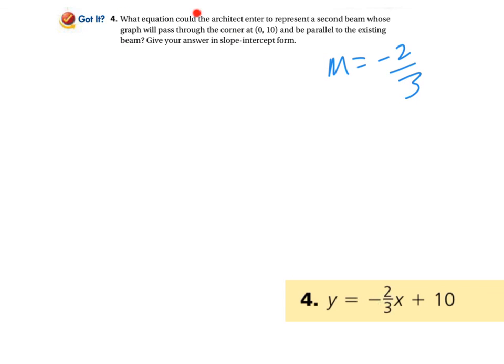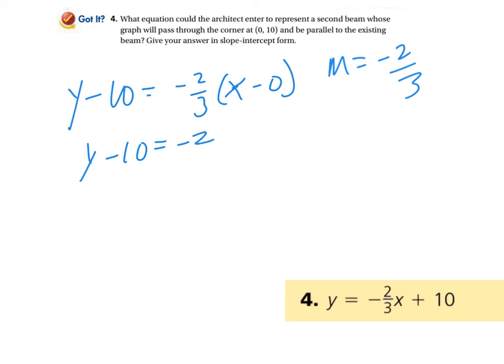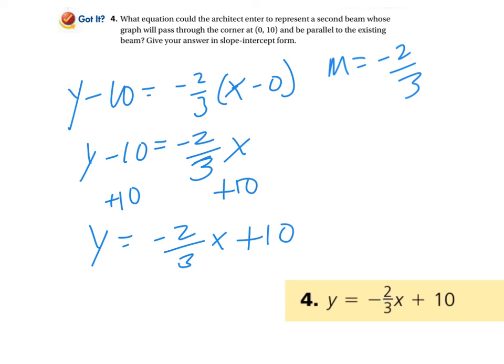Alrighty, so this time we're going to create another beam, kind of put beams everywhere, that goes to another corner, (0, 10), and is parallel, so it uses the same slope again. So what we're doing here, we take our y minus 10 equals -2/3 times x minus 0. So y minus 10 equals -2/3 x, right? We get rid of the 0 there. Add the 10, y equals -2/3 x plus 10. And there you go.